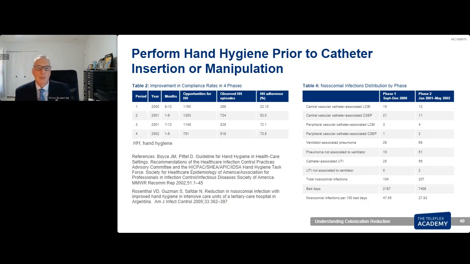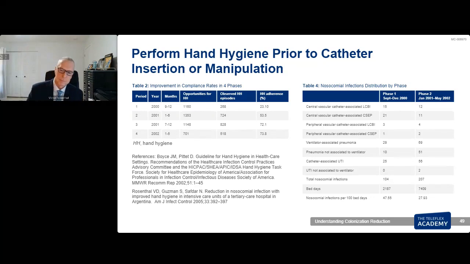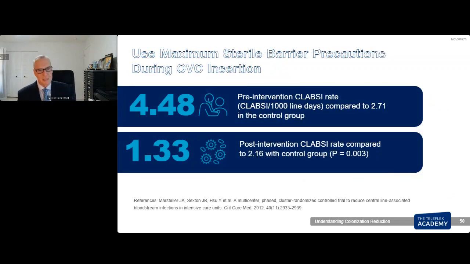And speaking about hand hygiene, the first recommendation regarding alcohol hand rub was published by Boyce from the US in 2002. The guidelines were the HICPAC-SHEA-APIC-IDSA guidelines recommending the use of alcohol hand rub. Then other authors continued analyzing the same, but the first one was the US CDC.